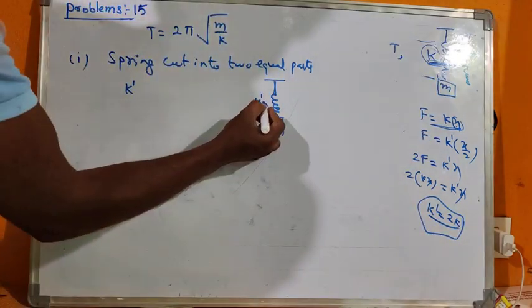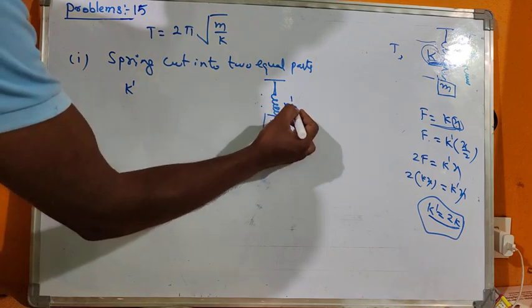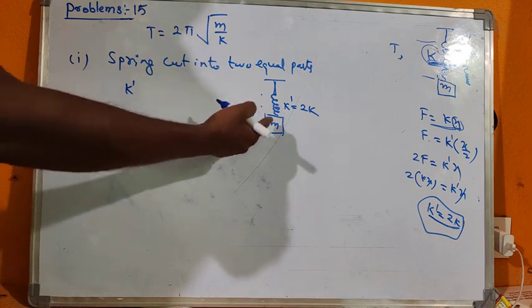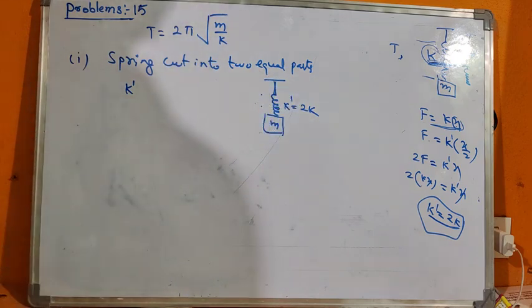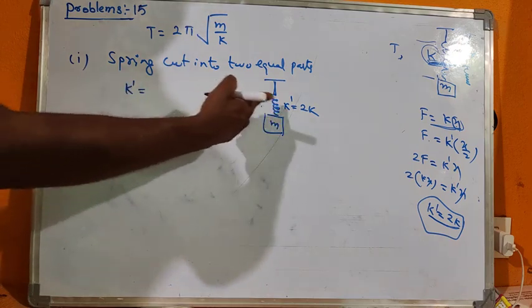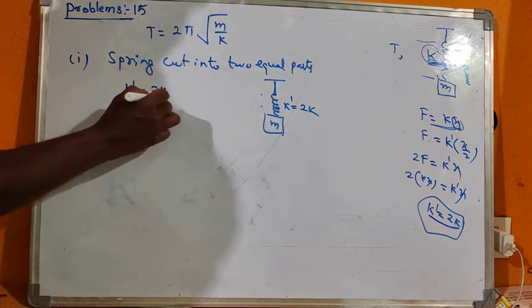2k. So that's why it is also how much? This is k prime, that is equal to 2k. Then what is the time period of this new spring and block system? That is equal to how much? So k prime is equal to 2k.